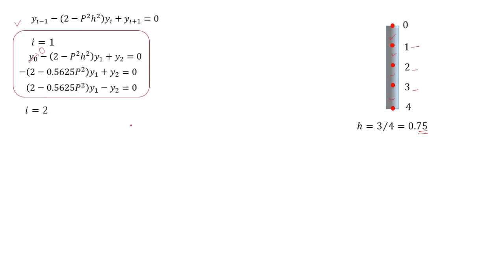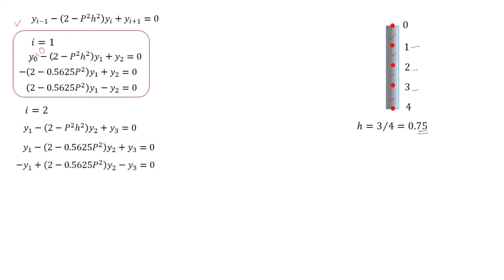Similarly for node number 2, we will put i equal to 2 in this equation. So we will get y1 minus (2 minus p square h square) y2 plus y3 is equal to 0. Now here we will put h is equal to 0.75. So we will get y1 minus (2 minus 0.5625 p square) y2 plus y3 is equal to 0, which can be written as minus y1 plus (2 minus 0.5625 p square) y2 minus y3 is equal to 0. So this is the equation for node number 2.